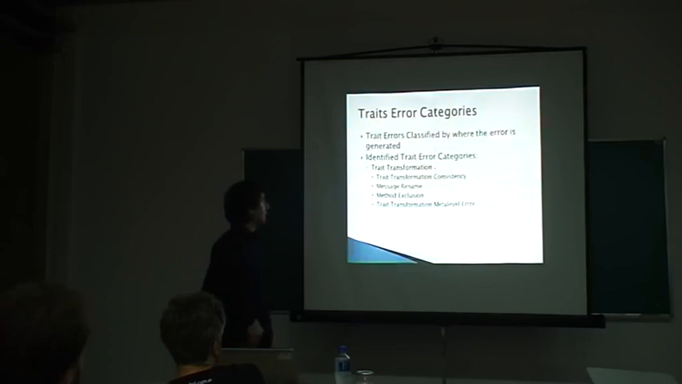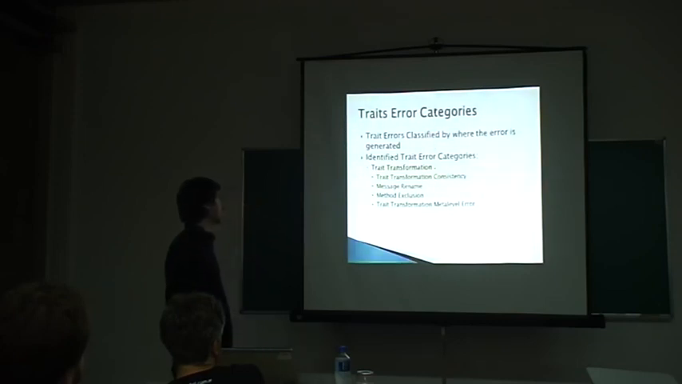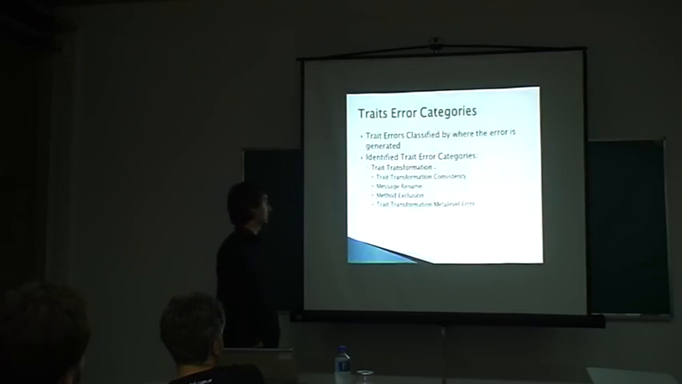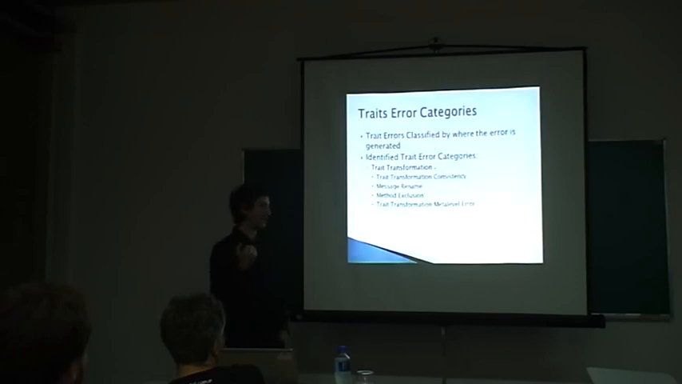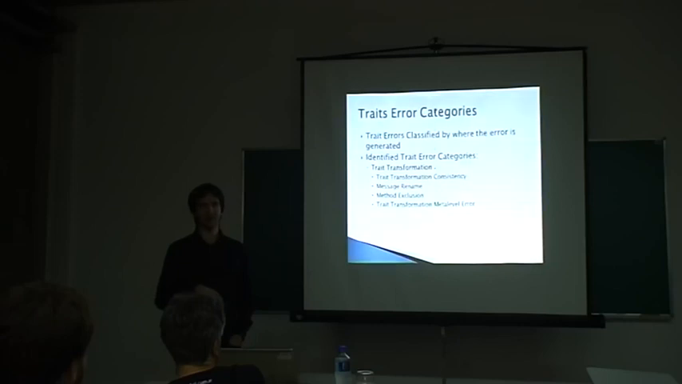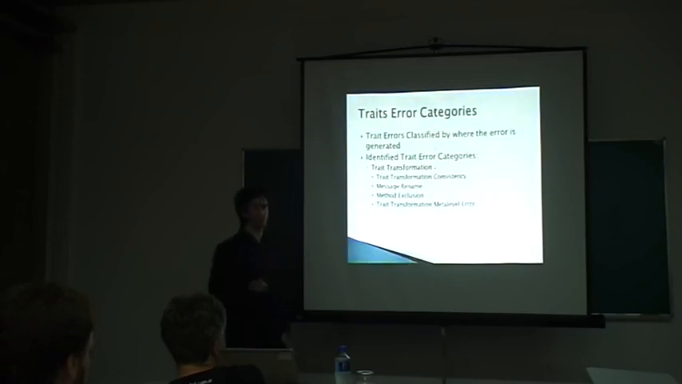Well, what categories do we have about trait errors? Well, we have errors related to trait transformations, like, for example, trait transformation consistency. That means misdefinition of the trait transformation, like trying to remove a method that doesn't exist, or trying to alias two different methods with the same name, that kind of thing.